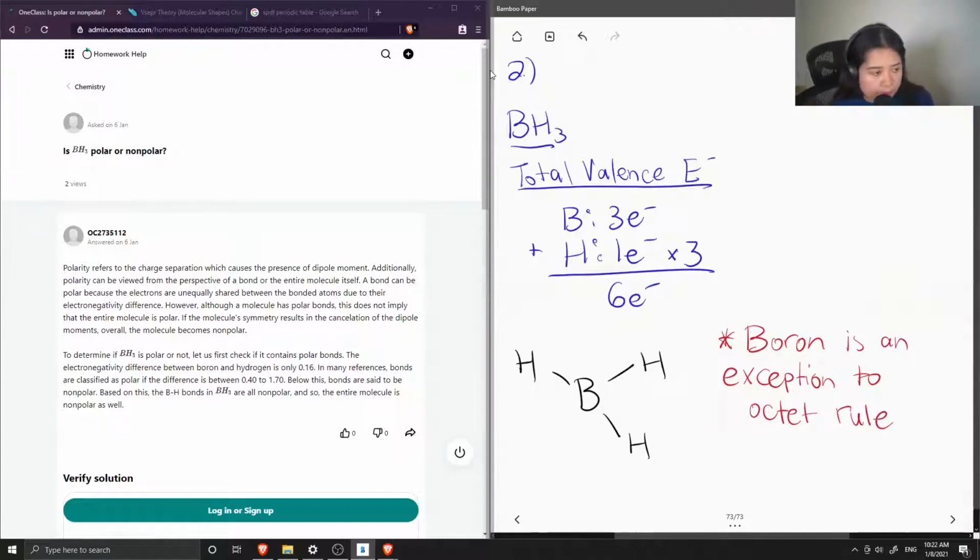And now we need to find out whether or not BH3 is polar or nonpolar. So first let's examine the boron-hydrogen bond, since this molecule is only composed of the boron-hydrogen bond. So we need to see if this bond is polar or nonpolar. And when we try to figure out if a bond is polar or nonpolar, we want to look at their electronegativity differences.